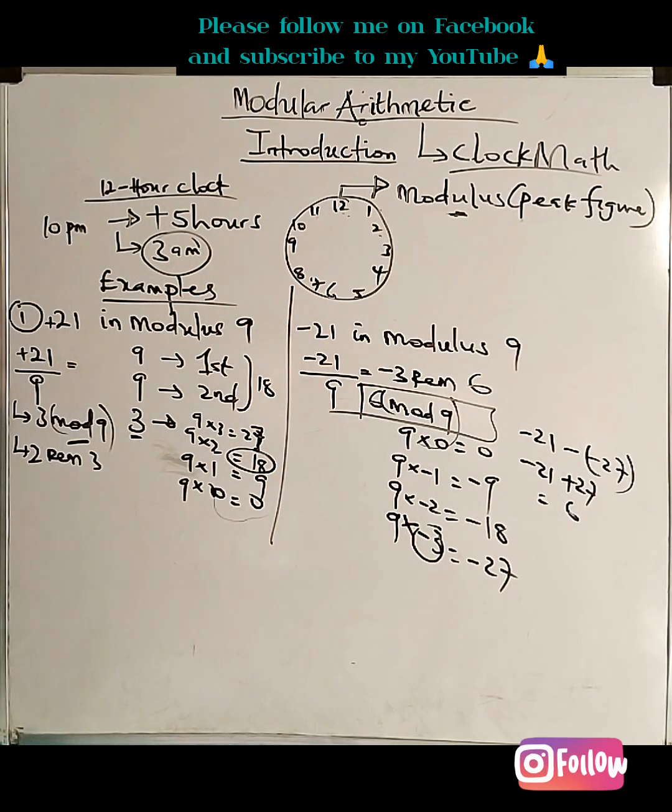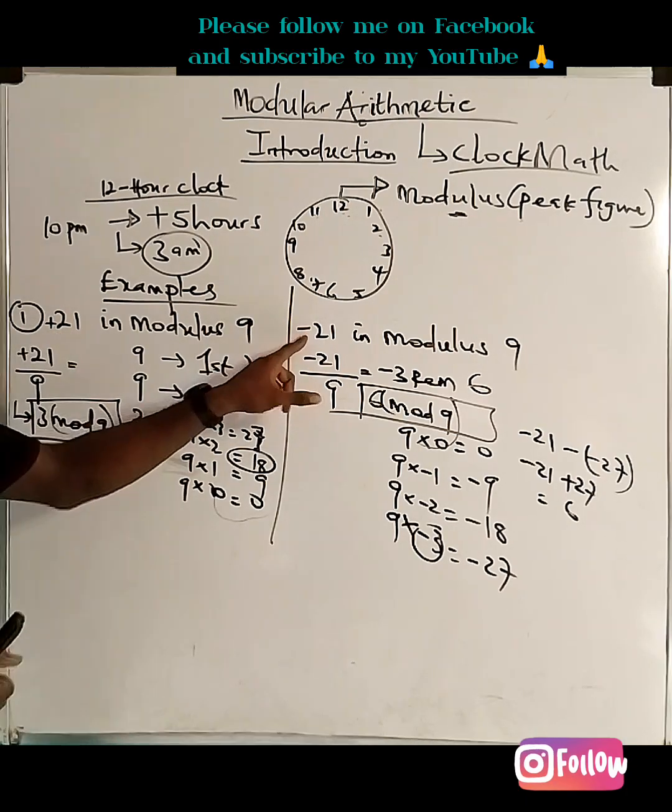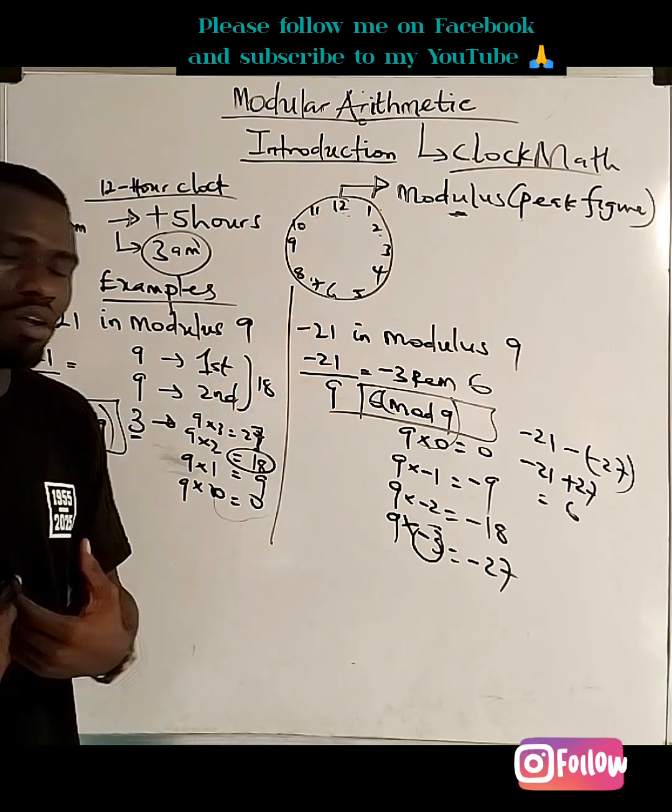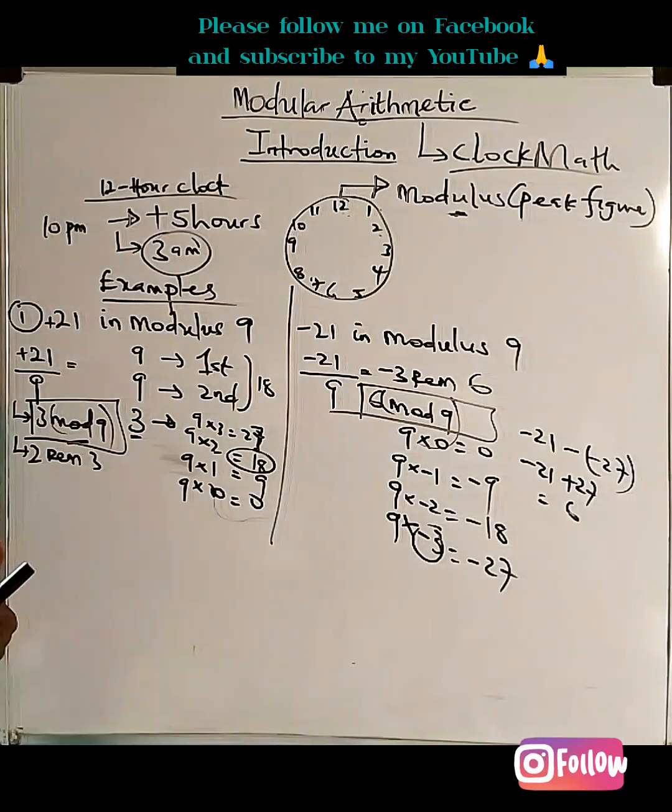There's something I want to point out here. There's something I want you to observe. Whatever we are dealing with, don't forget plus 21 and minus 21. These are congruent. You can call them congruent. Actually, they're not really congruent, but they share something.